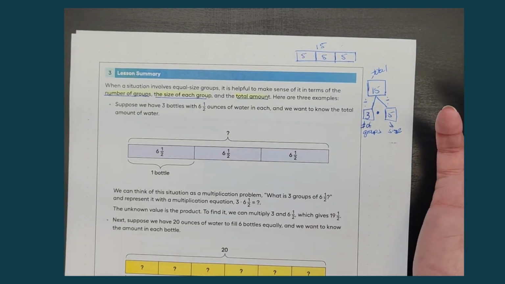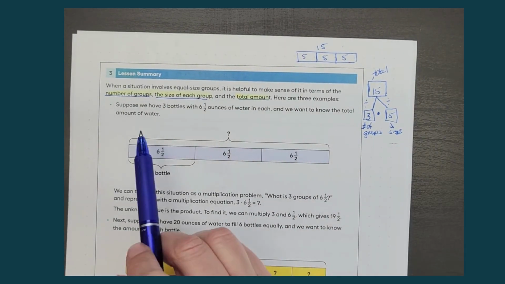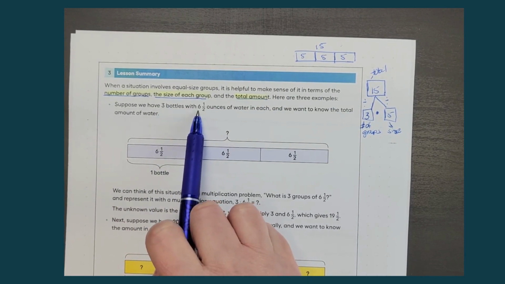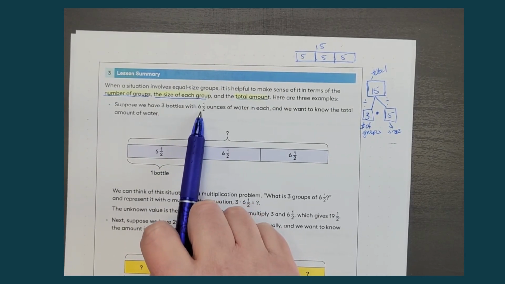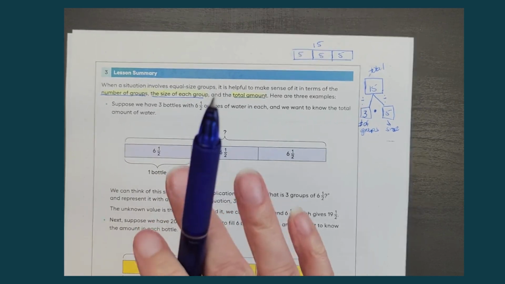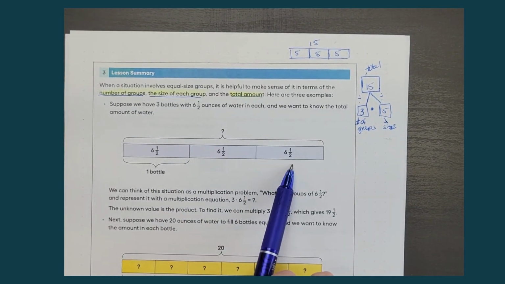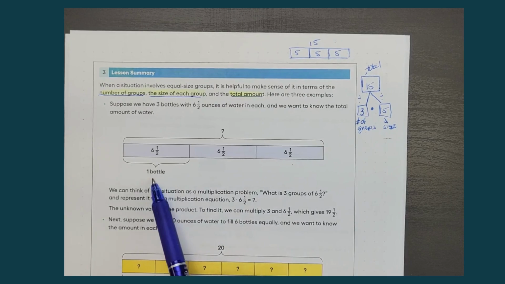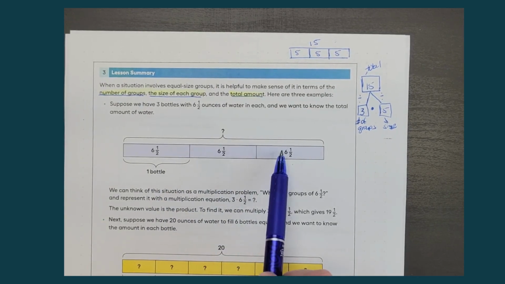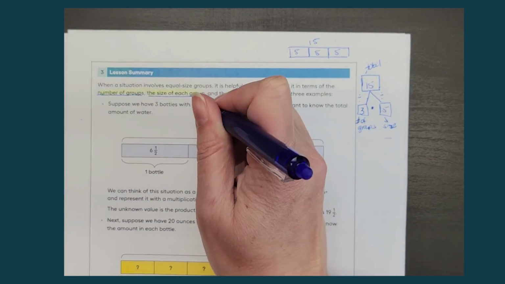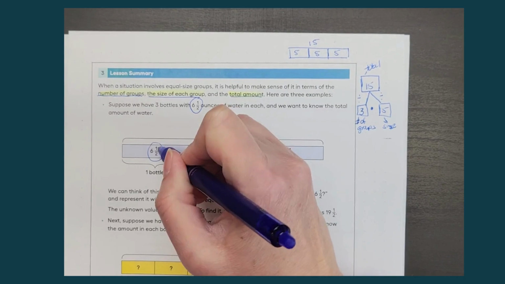So here are some examples that we're going to look at. Suppose that we have 3 bottles with 6½ ounces of water each. And I'm going to stop there for a moment and take a look at the tape diagram I have here. So this is showing me, okay, I have one bottle, and each one has 6½. So I'm going to connect these two pieces, right?